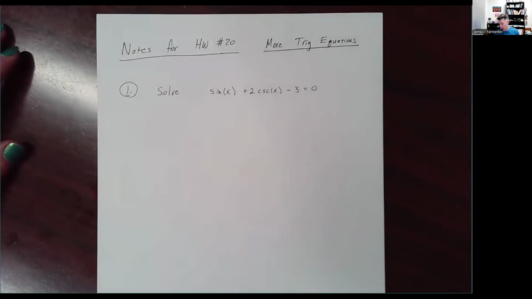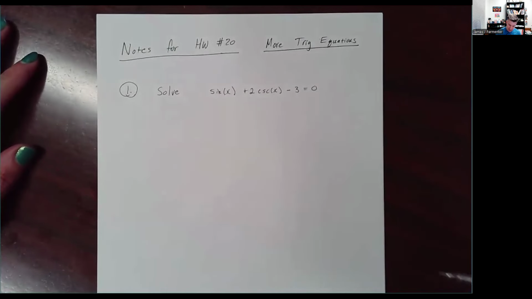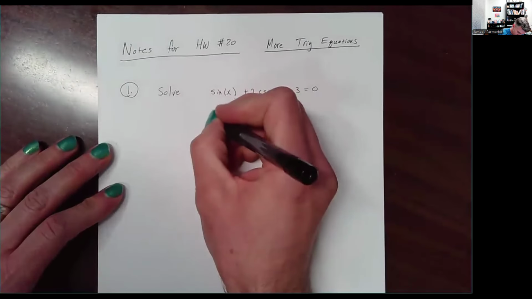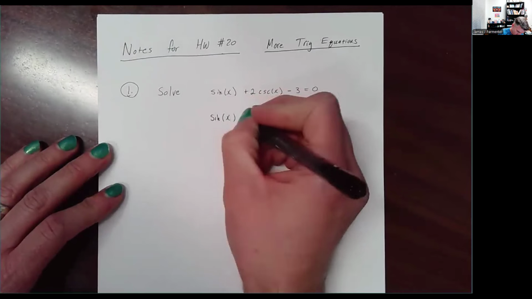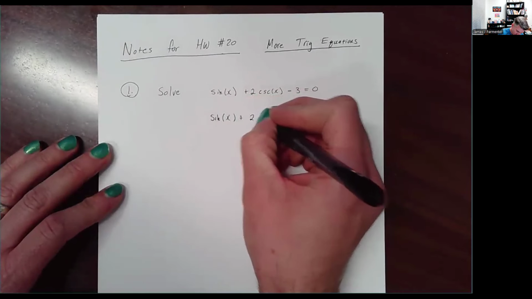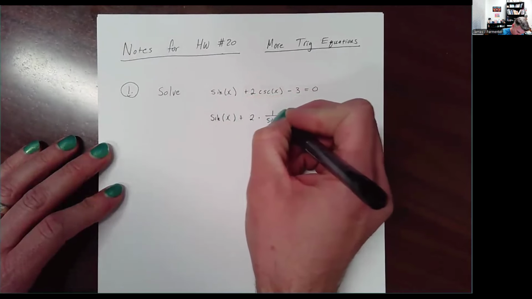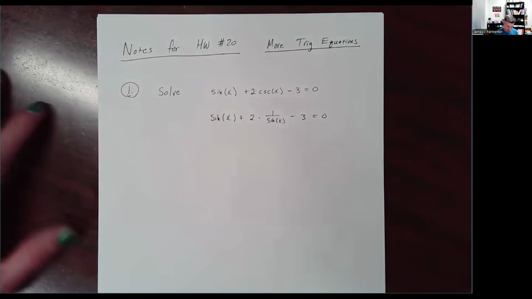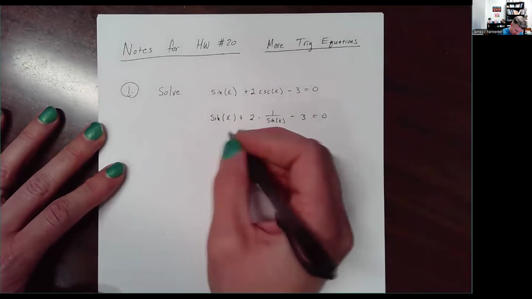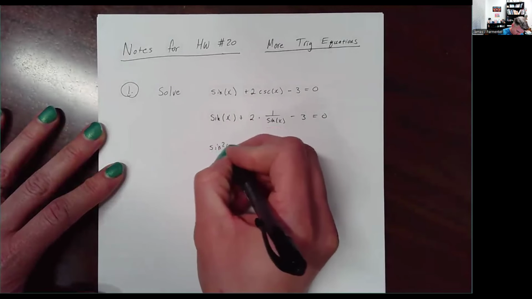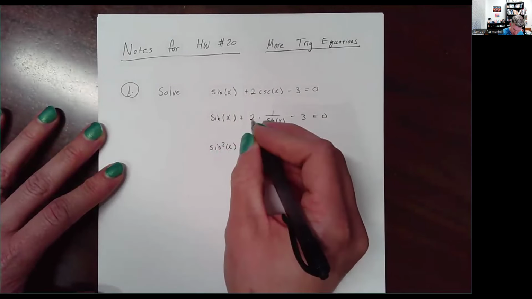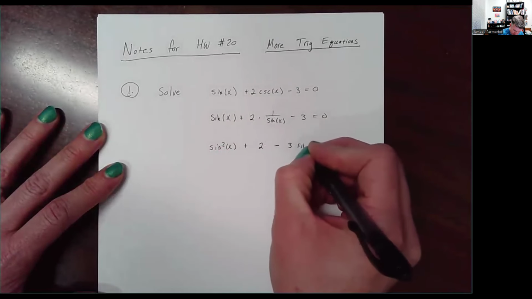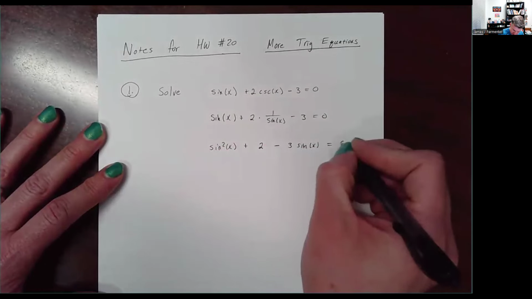This looks problematic. I would probably start by rewriting it as sine of x plus 2 times 1 over sine of x minus 3 equal to 0. And then I would multiply everything by sine. I'm going to get sine times sine, so sine squared, plus 2 times 1 over sine times sine is just 2, minus 3 times sine of x, equal to 0 times sine of x, which is 0.